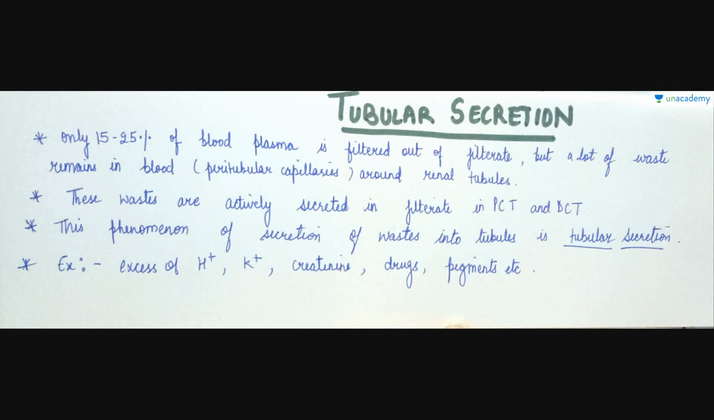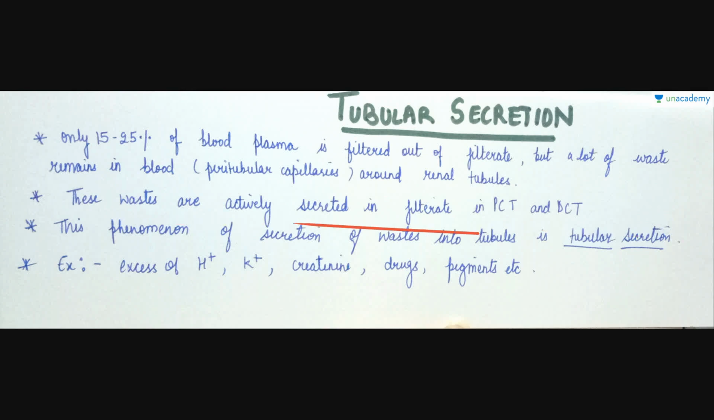So now the third and last step of the mechanism of urine formation is tubular secretion. Basically, apart from various useful products, most of the wasteful products also enter the filtrate, but there are some wasteful products which remain in the blood. They have to be excreted out. So only 15 to 25% of the blood plasma is filtered out as filtrate, but a lot of waste remains in the blood, in the peritubular capillaries around the renal tubules. So these wastes are actively secreted.